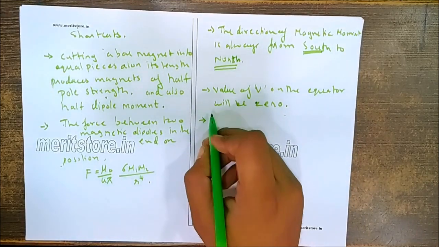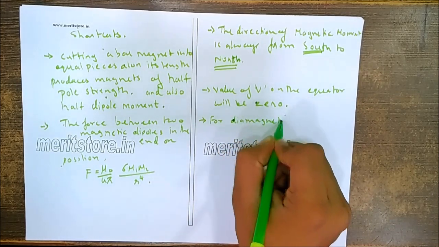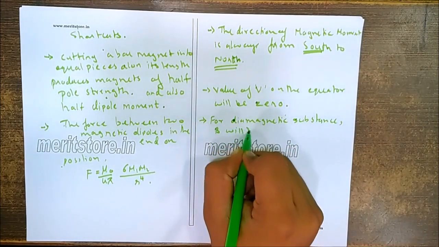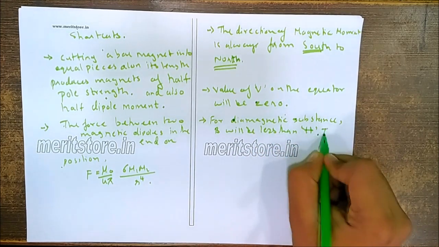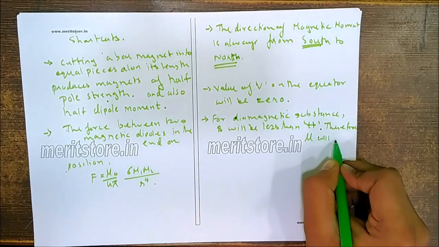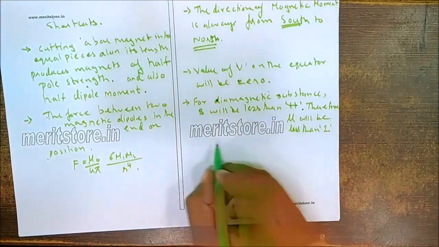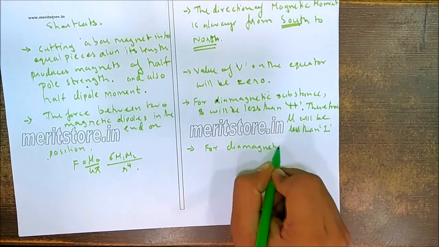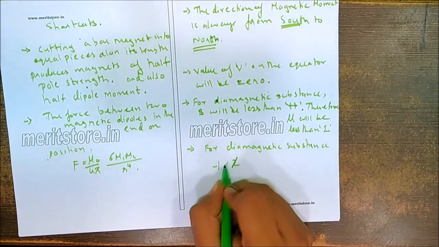Now for diamagnetic substances, B will be less than H. Therefore, mu will be less than 1. Now, for diamagnetic substances, susceptibility is between -1 and 0.